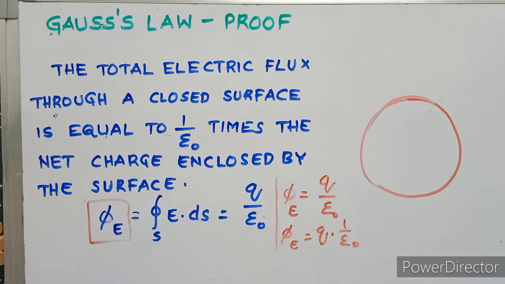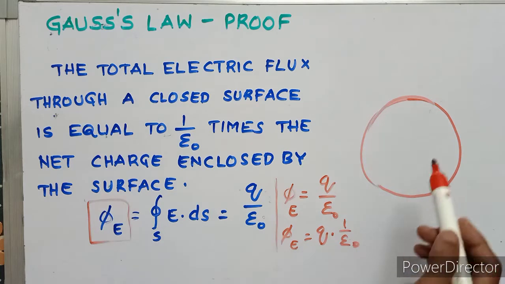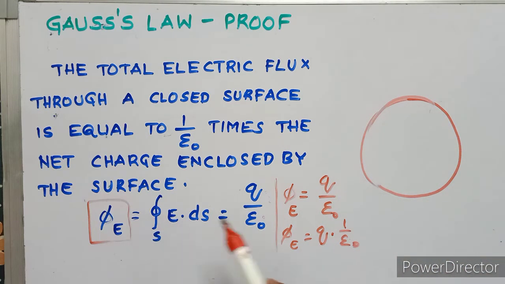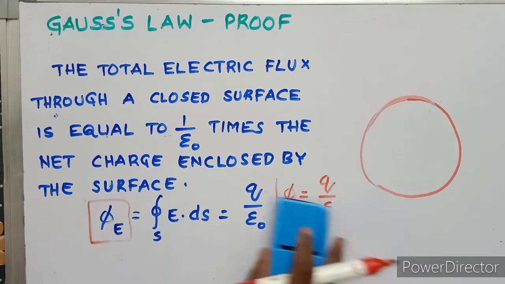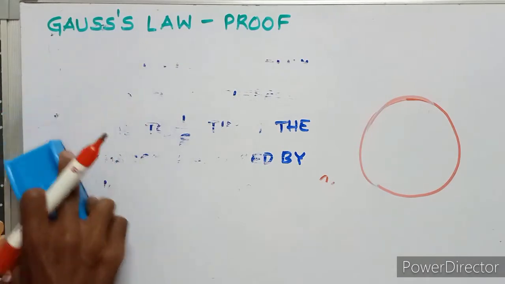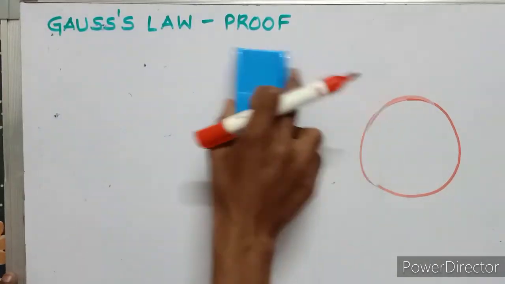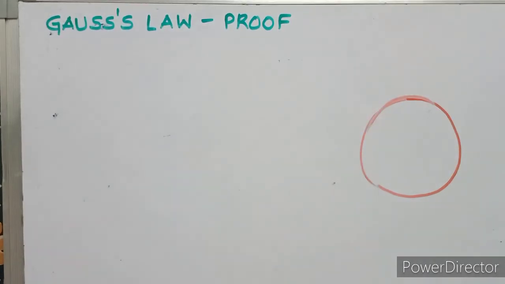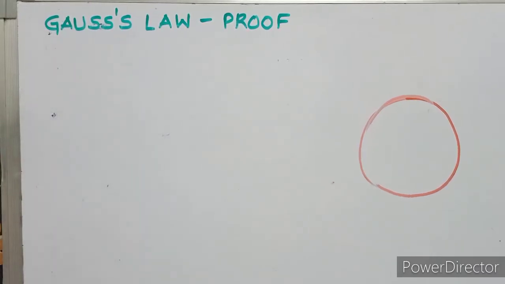The statement of Gauss's law is: the total electric flux through a closed surface is equal to 1 upon epsilon naught times the net charge enclosed by the surface. Here epsilon naught is the permittivity of free space, and q is the net charge. There are two proofs of Gauss's law. One proof is for a spherical shape and another is for any Gaussian shape. First is proof 1.